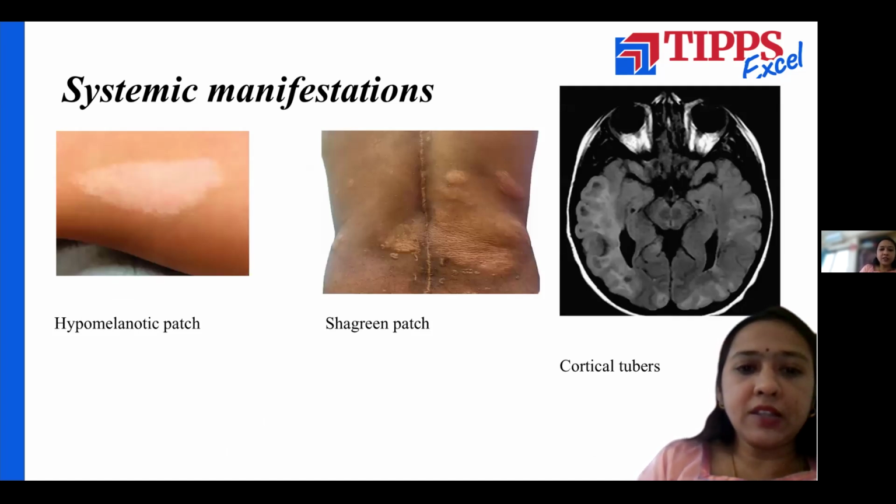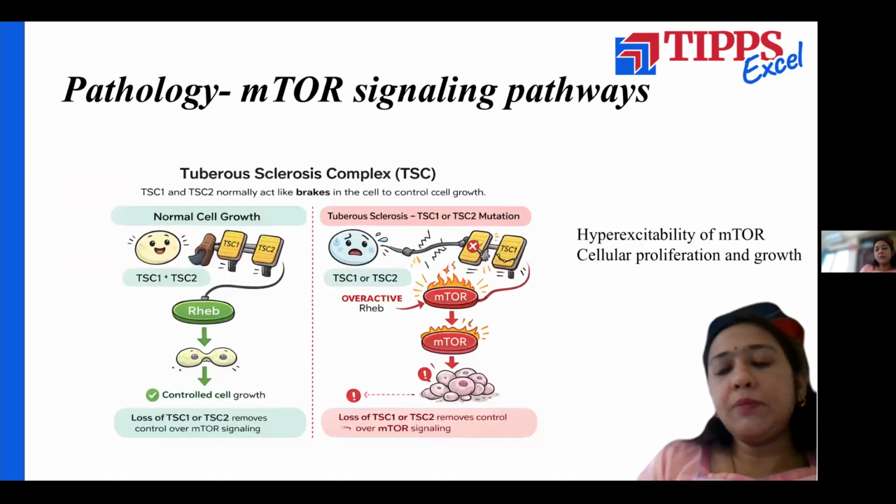In the first figure, we can see a hypomelanotic patch. Here, it's a white patch, which is generally seen through a proper systemic examination. Then these are the hyperpigmented, that is shagreen patches. And here, as we can see, there are a few areas of hyperintensity that are nothing but the cortical tubers in the MRI brain. So now coming to the pathology.